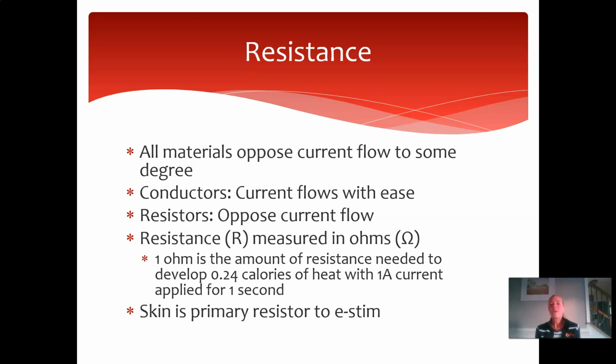So again, remember, we have conductors, we have resistors, and resistance is measured in ohms. And the big thing here is that skin is going to be the primary resistor to e-stim. Once we get electricity through the skin, it's going to find the path of least resistance and flow through muscles, nerves, and things with higher water content, which is where we want it to be anyway. That's typically our target tissue.